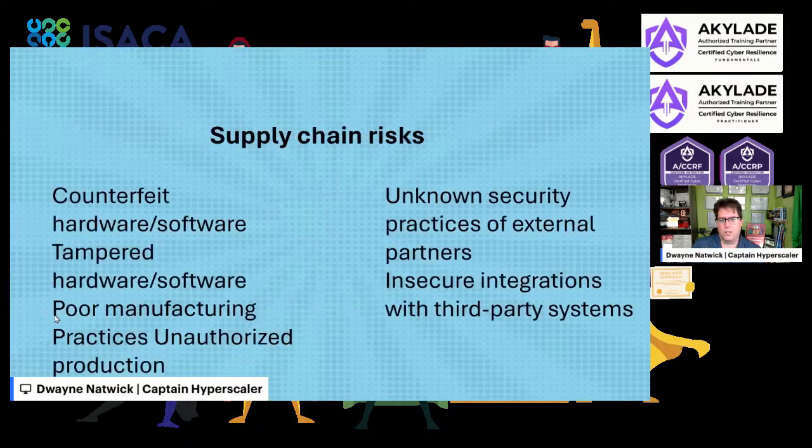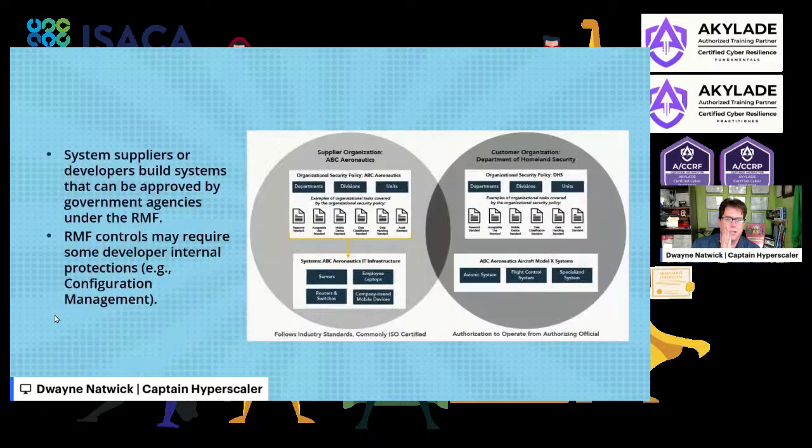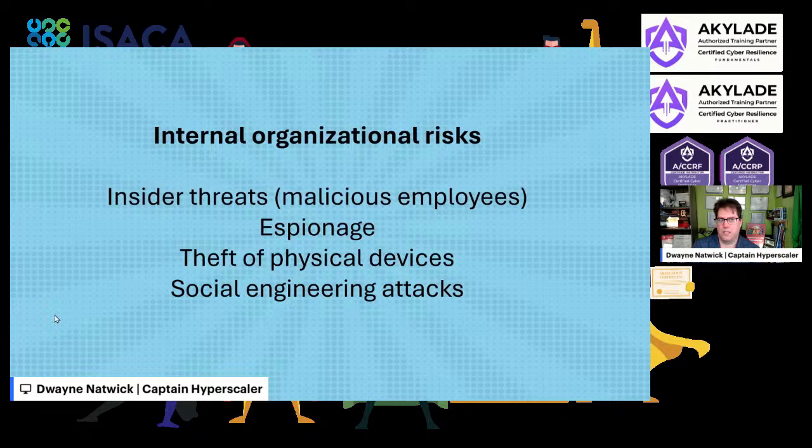Supply chain's a very big one as well. Counterfeit software. If we're using open source, having insecure integrations, unauthorized products and things like that. Poor manufacturing, if we're thinking about it from a physical risk standpoint, are all things that we need to consider. It's a very key aspect to not just how we protect ourselves and mitigate risks, but how we understand who's supporting us and what they go through in terms of their due care and due diligence.